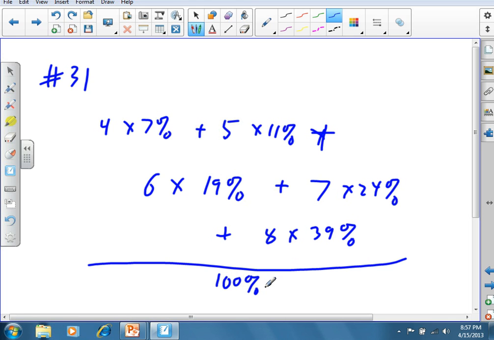Also known as 1. Alright, so got my calculator. I'm ready to go. 0.07 times 4 plus 0.11 times 5 plus 0.19 times 6 plus 0.24 times 7 plus 0.39 times 8 equals. Average score is 4.4. I don't think so. I don't think so at all. Not even one little bit.